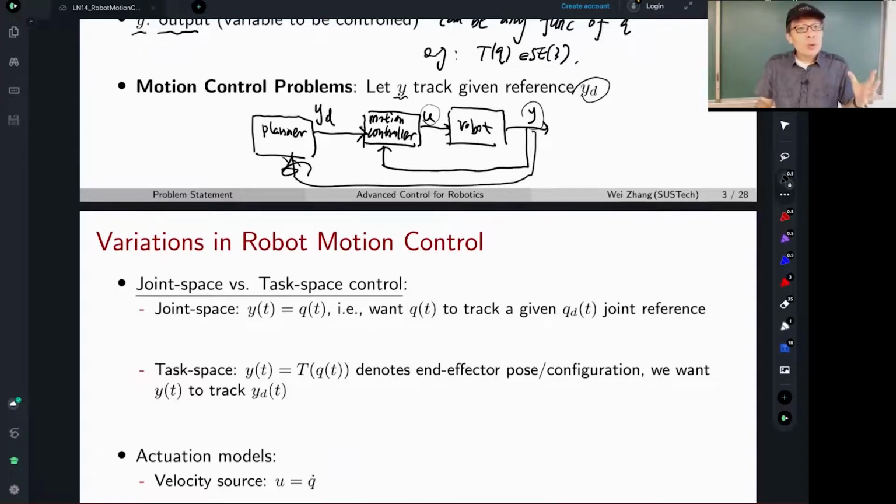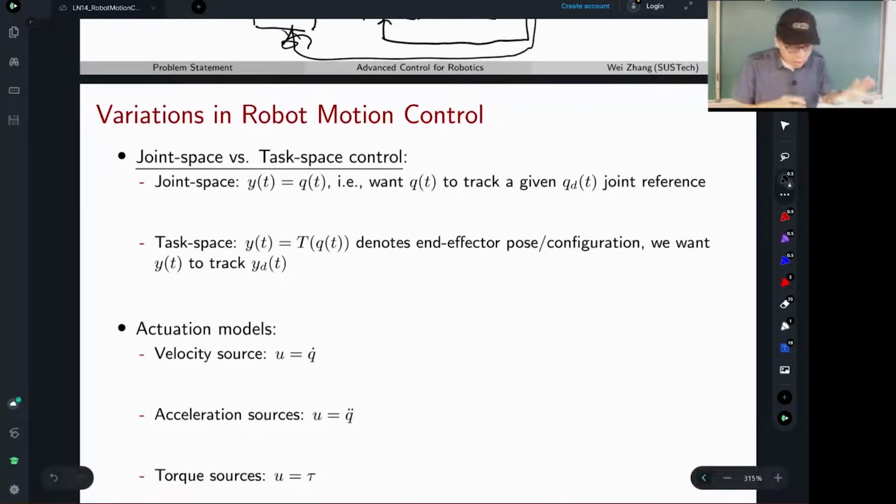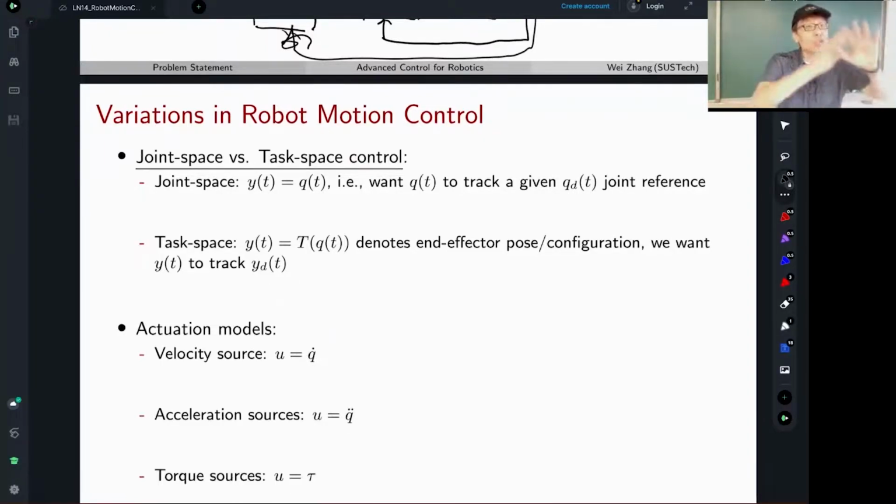And the design principle is what I want to emphasize. I'm not going to emphasize the details. I'm going to emphasize the principle. The principle you have to know, all right? So let's talk a little about the categorization of different motion control problems. First of all, I don't think I enumerate all the possible cases, but these are really important ones.